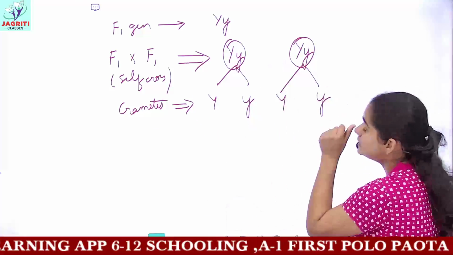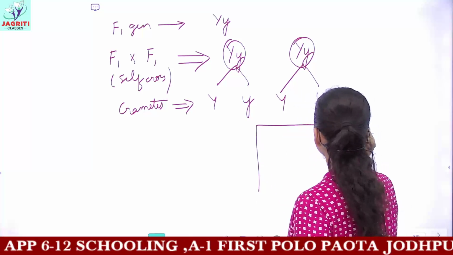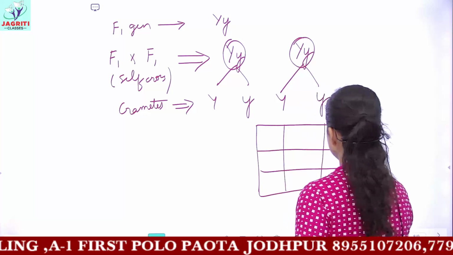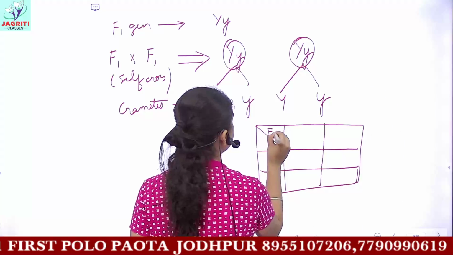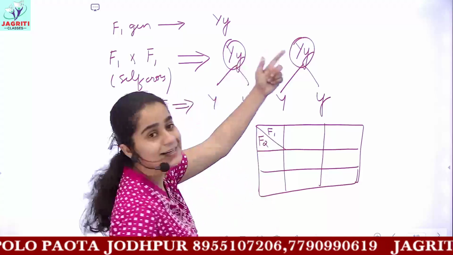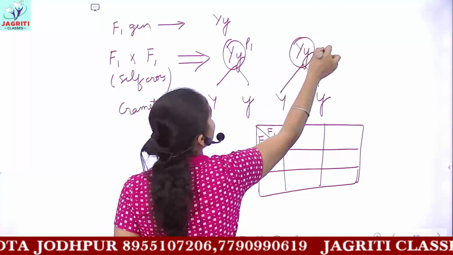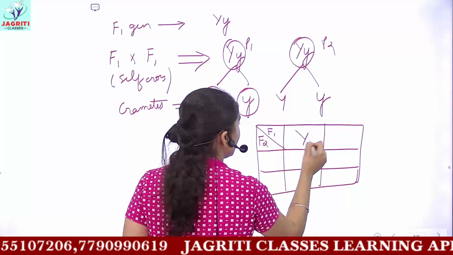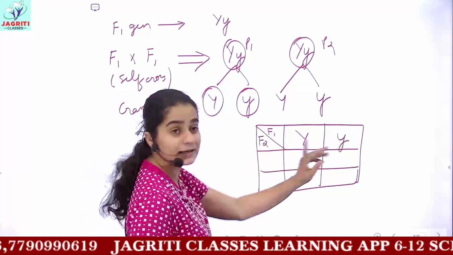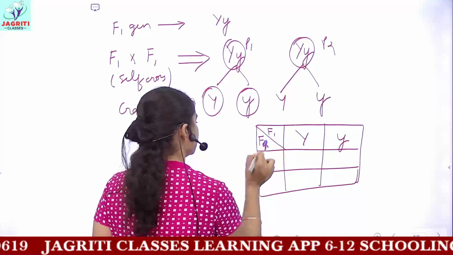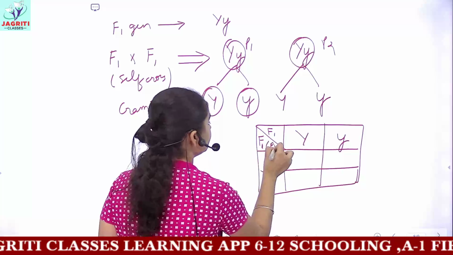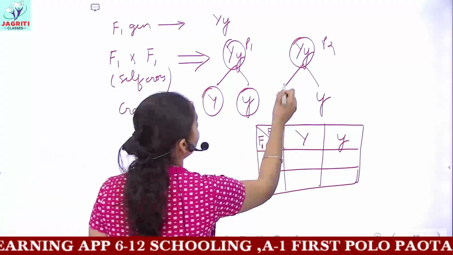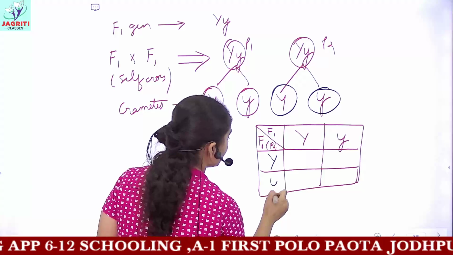So now what we'll do is make a square. To show the cross, you make a square. In the first column, we write, this is my first F1, and here I am taking the second F1. That is, this is parent 1 and this is parent 2. Now from parent 1 I got the gametes capital Y and small y, so write the gametes of F1 here. And then the next F1, which is your parent 2, you have two different kinds of gametes formed from parent 2: capital Y and small y.